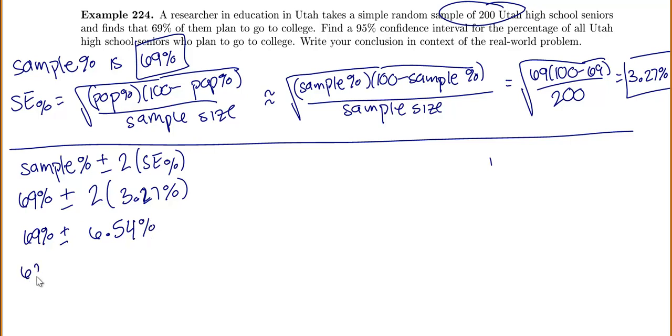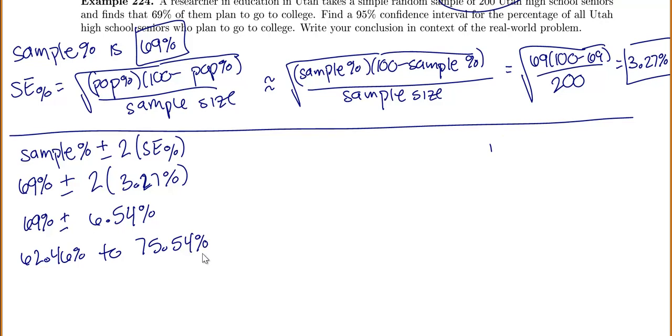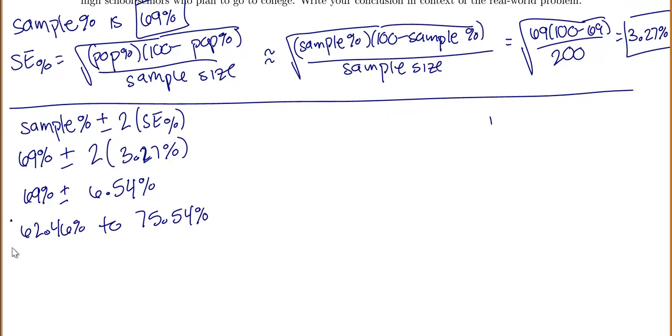So this gives me 62.46% to 75.54%. That is my 95% confidence interval.